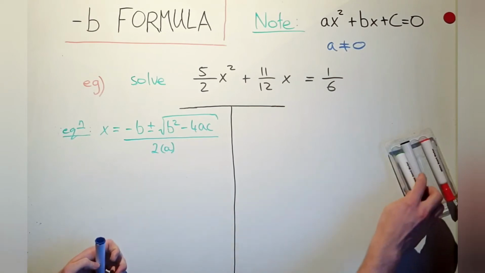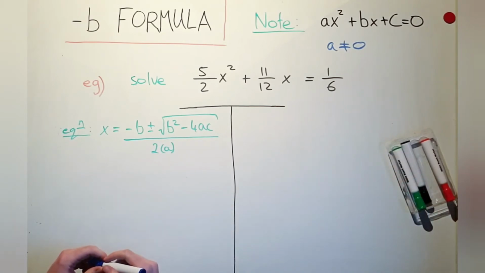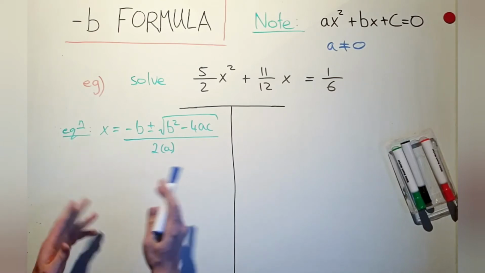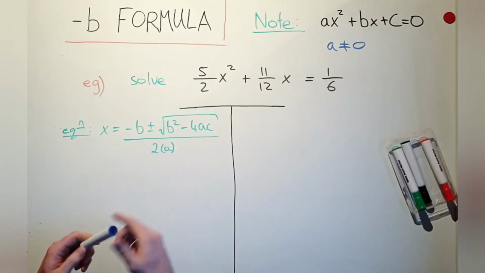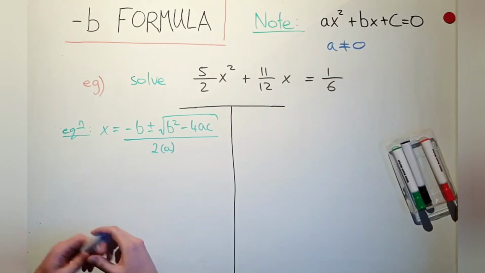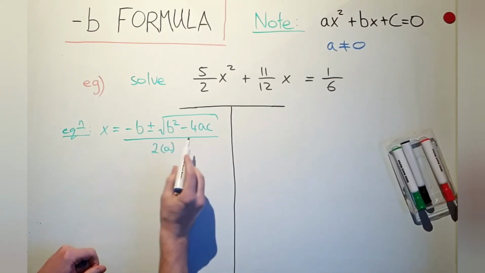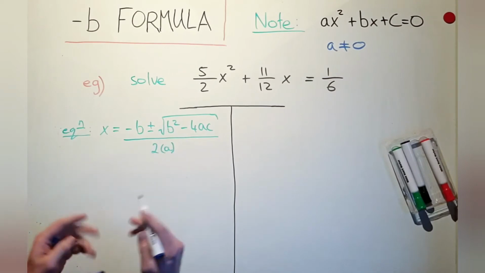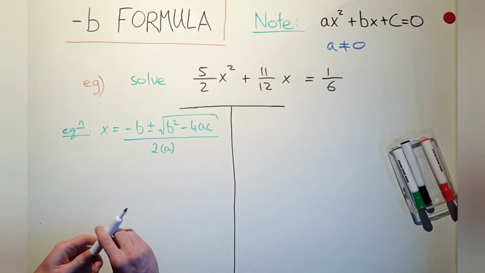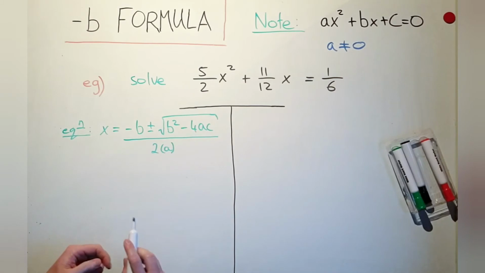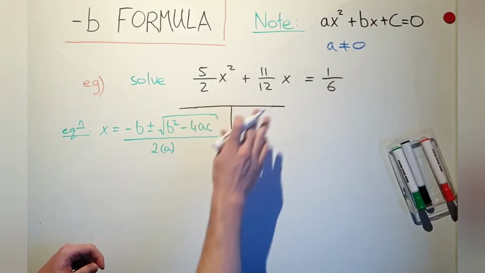Once I've done that, before I delve into the minus b formula, I like to write out explicitly what I'm going to insert into it, so it's easier to visualize. We have an equation with a's, b's and c's. What are those a's, b's and c's? Well, they're just the coefficients of the quadratic up here.